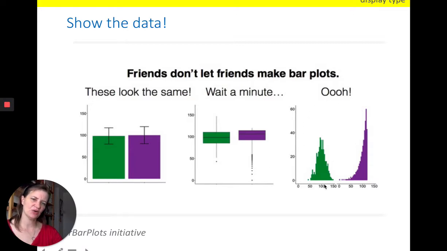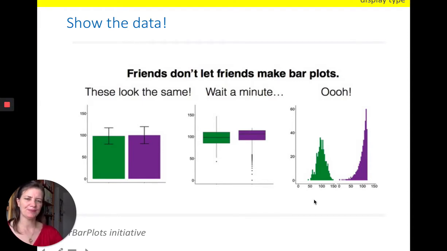And if you now plot these two distributions as a histogram, you can see that they are wildly different. While the green data has a normal distribution, the magenta data actually has a completely different distribution and is sort of increasing with higher numbers.